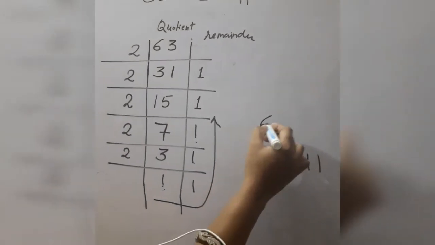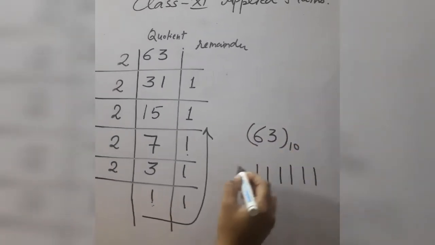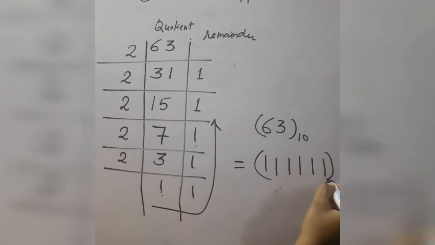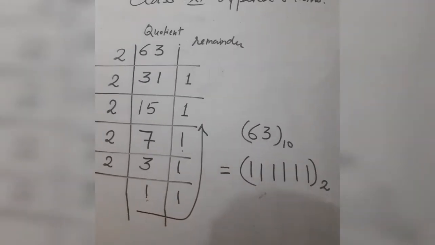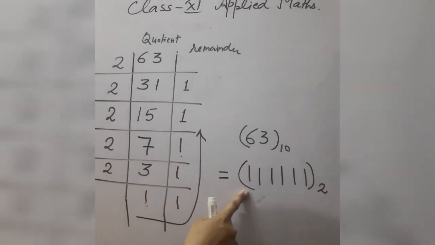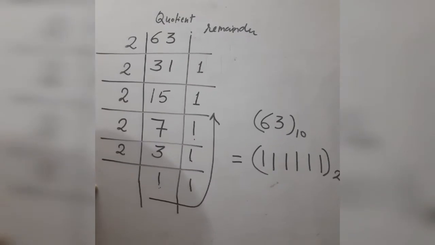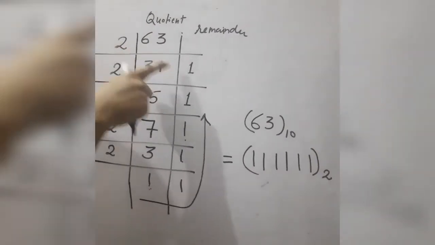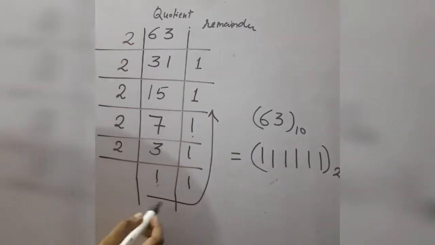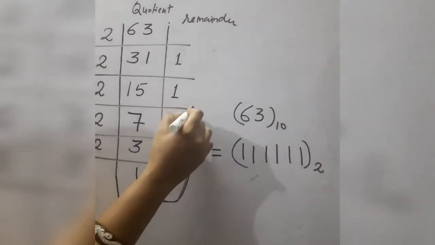You can write it like this: 63, this is a decimal number, that's why the base is 10. This is equal to this binary number, and in a binary number the base is 2. It means this decimal number 63 is equivalent to this binary number. So by using this process, you can change any decimal number into a binary number. Take care of one thing: you will take these values of remainder in reverse form.